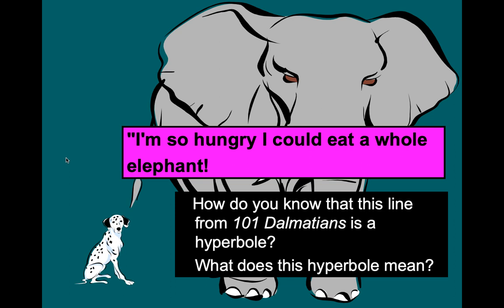So think about what you said, and I'm going to give you the answer. So we know that this is a hyperbole because we can see here that it is describing something and it's exaggerating it at the same time. This is an exaggeration. I'm so hungry I could eat a whole elephant. No one can eat a whole elephant. And then when we think about what does this mean? Well, it means that they were super hungry. They were really hungry. So that hyperbole is showing and describing how hungry one is.